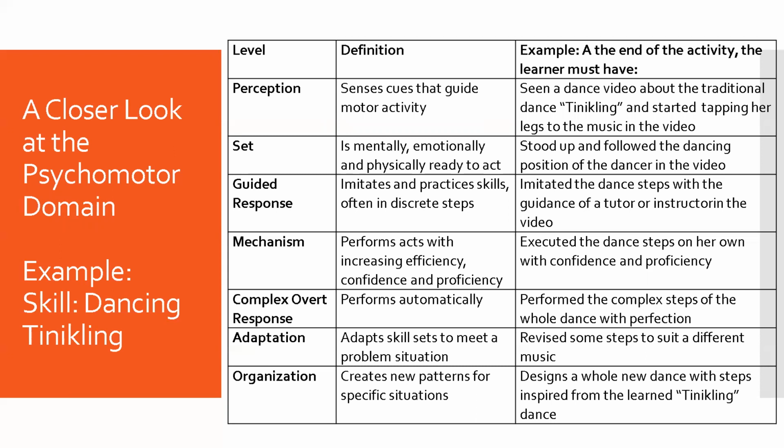And the next level, adaptation, the individual now tries to revise some of the steps to suit, for example, a different music. And for the last level, the organization, now an individual tries to design a whole new dance with steps inspired from the learned tinikling dance. So here are the different examples of objectives for the different levels of psychomotor domain.